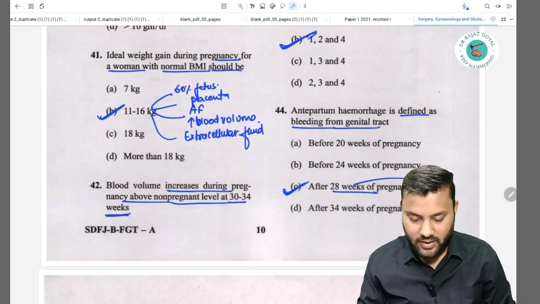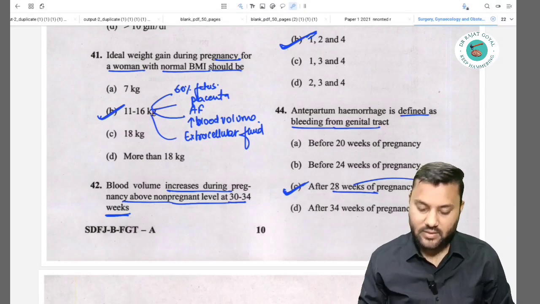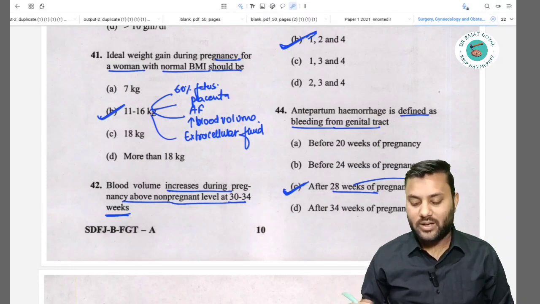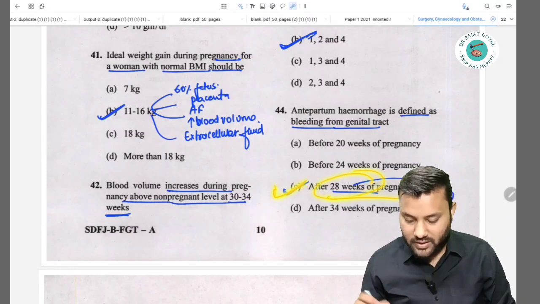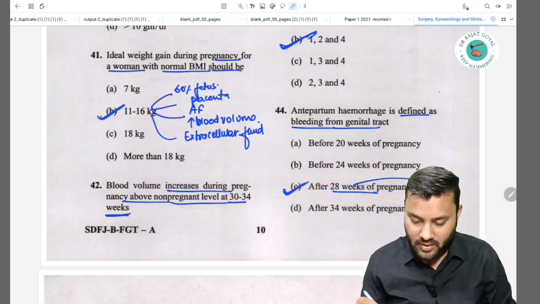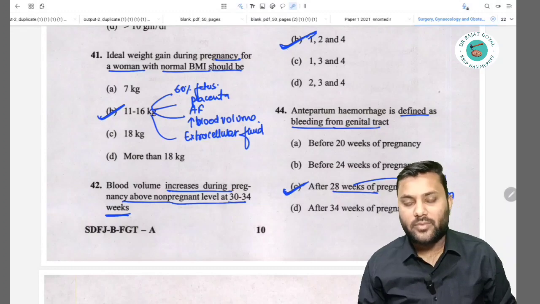Antepartum hemorrhage is defined as bleeding from the genital tract. It is generally the bleeding which occurs after the period of viability, which in India is 28 weeks. So after 28 weeks of pregnancy, or the period of viability, antepartum hemorrhage is defined as bleeding from the genital tract.